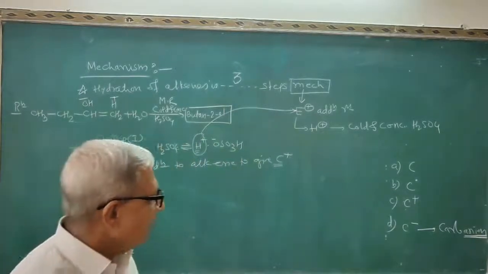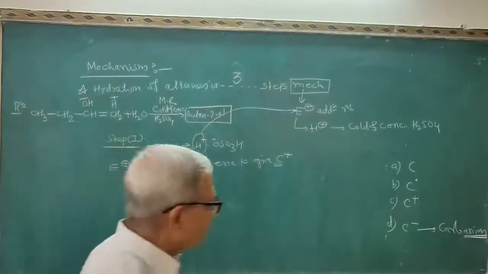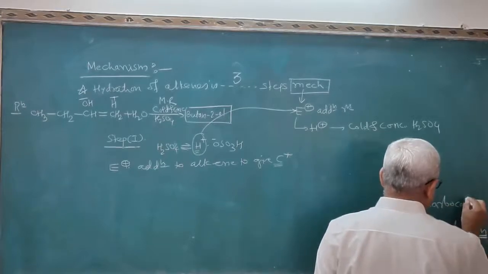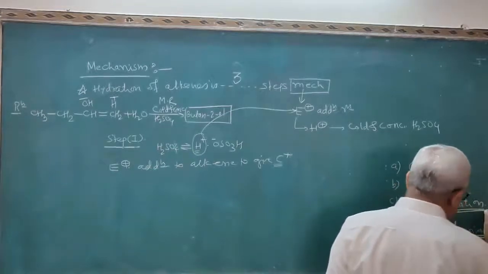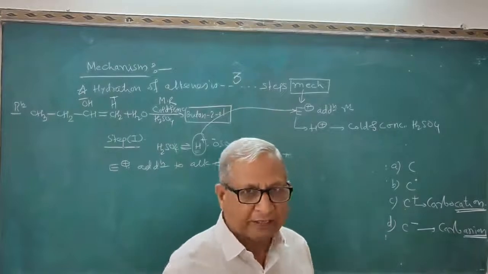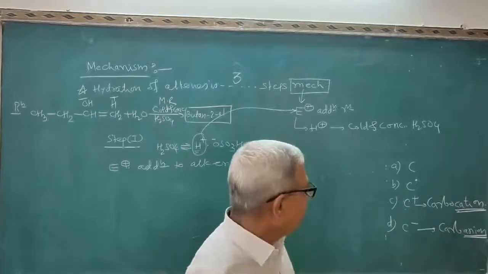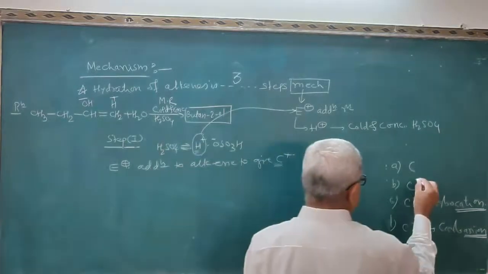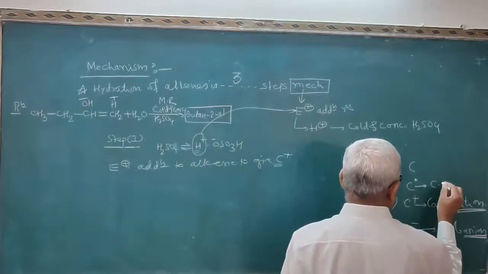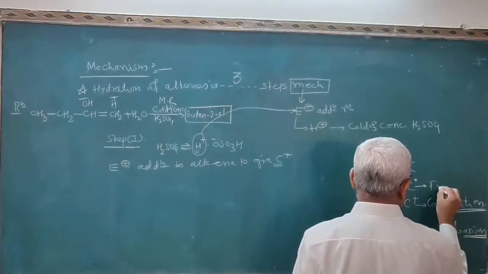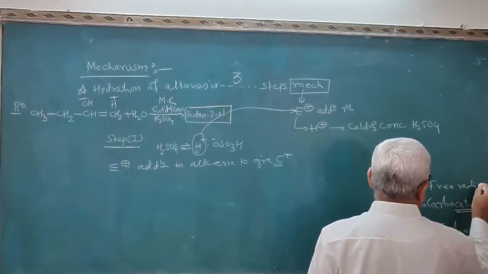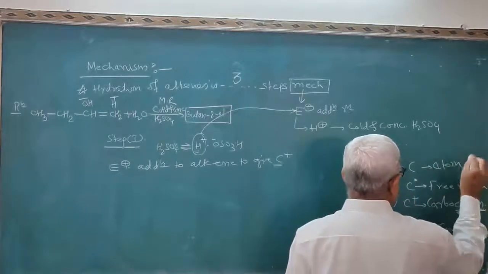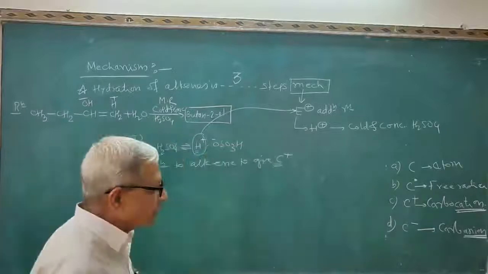Now the second question: which of the following is a carbocation? Answer is C. This is a carbocation. The term cation indicates what? Having a positive charge. And therefore this is a carbocation. Next question: which of the following is a carbon free radical? This contains an odd number of electrons. This is a carbon free radical. And this is the carbon atom. So these are the four important questions here.